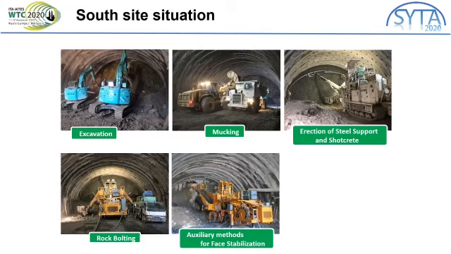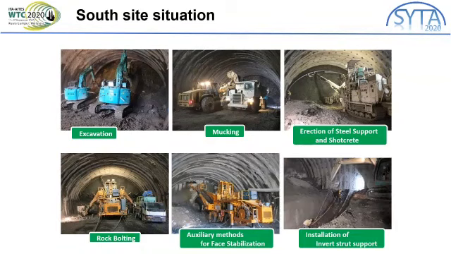Recently, due to technological advances, automatic drill jumbos have been gradually used in Japan for rock bolting. At that time, a normal drill jumbo was used at this site. This photo shows the installation of invert struts. In this way, the tunnel construction was completed.